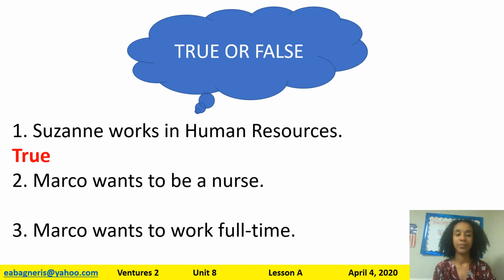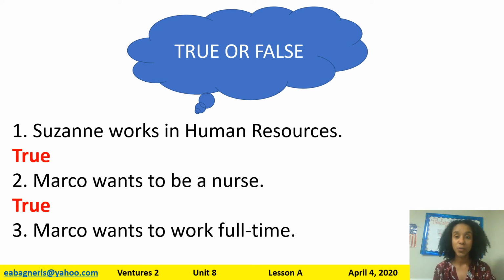Let's look at number 2. Marco wants to be a nurse. Does Marco want to be a nurse? Yes, that's true. Remember, in conversation B, Marco says he needs to make more money. He wants more pay. So he has decided that he doesn't want to be an orderly. He wants to be a nurse. They make more money.